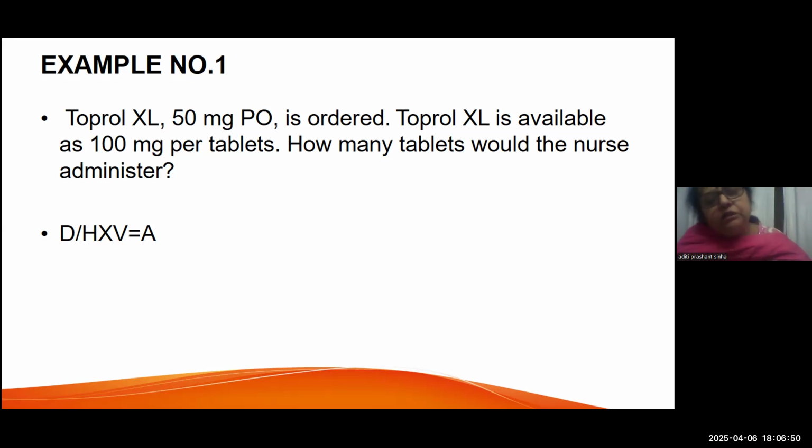Now, even if you don't follow the formula, if it is 100 mg and I need to give 50 mg, obviously it comes to my mind: it is so simple to calculate, only half a tablet is to be given. But if the strength varies here and there, I actually need to calculate the accurate dose. So it will come as D by H into V.